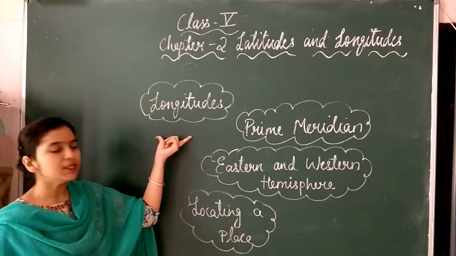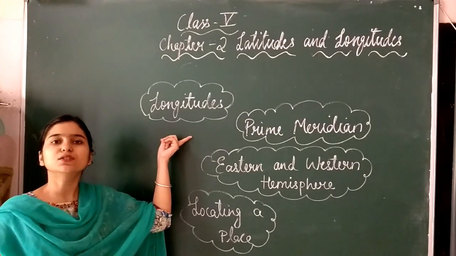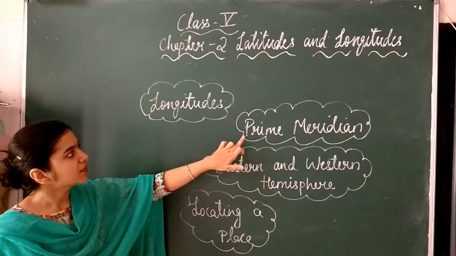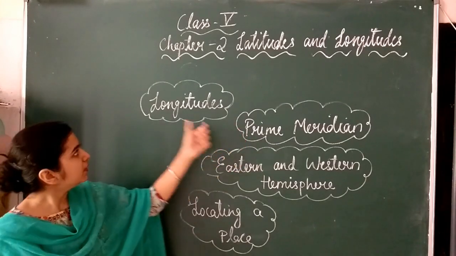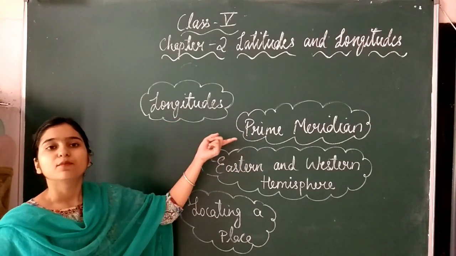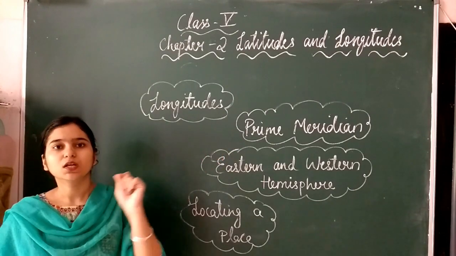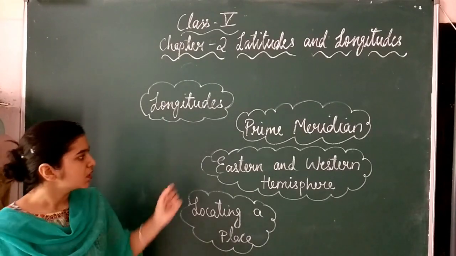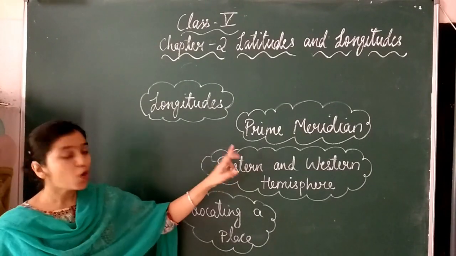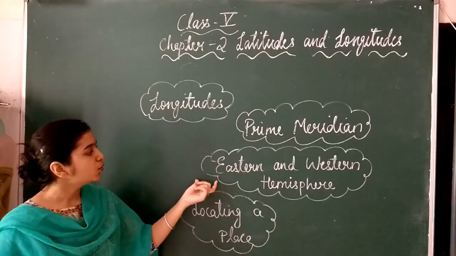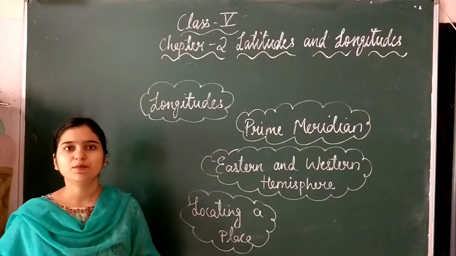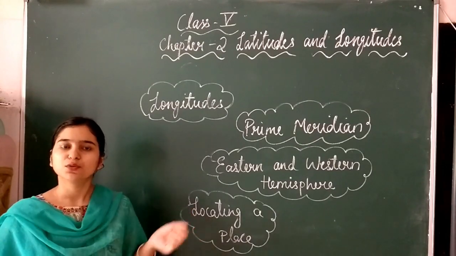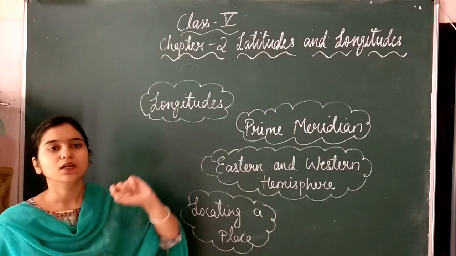See, longitude means the vertical lines that run from north to south. Prime meridian, it is the most important longitude on the globe. It is known as prime meridian with 0 degrees. Then we will see how the prime meridian helps us to locate the eastern and western hemisphere. And lastly, we will know how to locate a place using latitudes and longitudes.